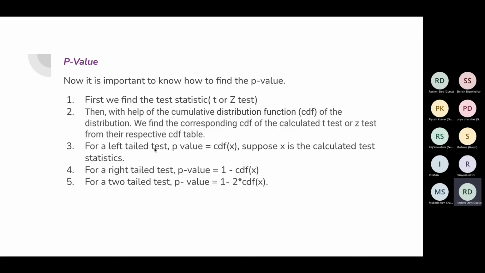So our p-value for a left tail test is the value which we will get from the table itself. But for a right tail test, we need to subtract it from 1. And for a two tail test, we need to first multiply it by 2 and then subtract it from 1.